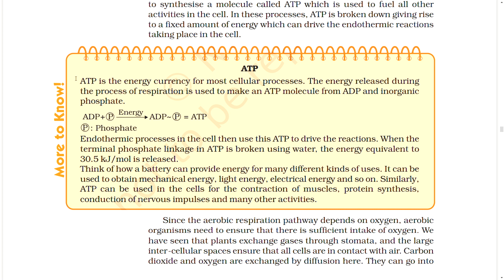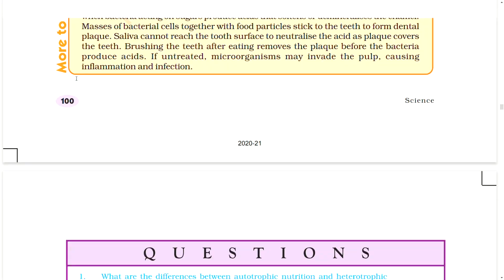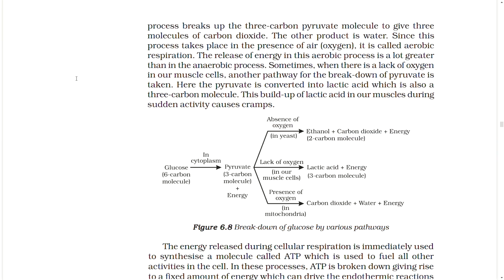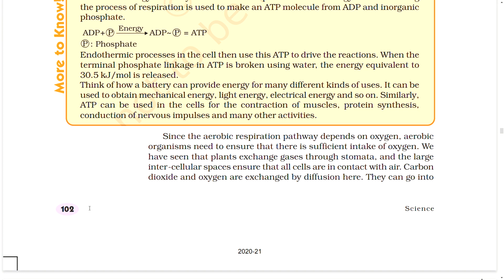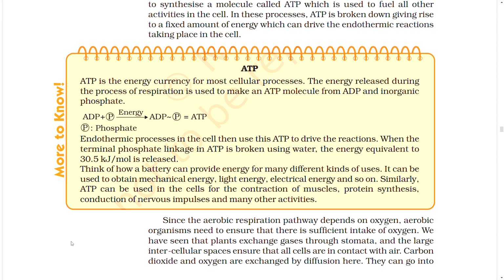More to know. The energy released during the process of respiration is used to make an ATP molecule from ADP and an inorganic phosphate. ADP plus P plus energy gives ATP. Endothermic processes in the cell then use this ATP to drive the reactions.